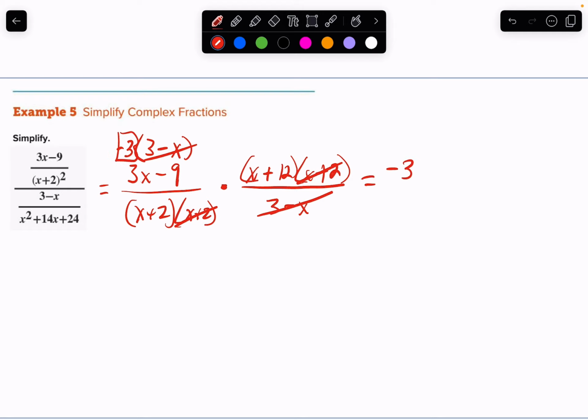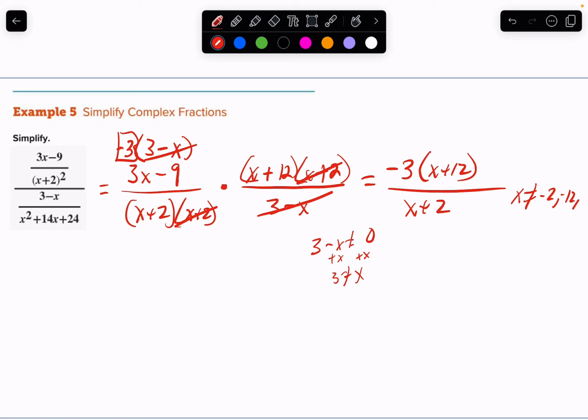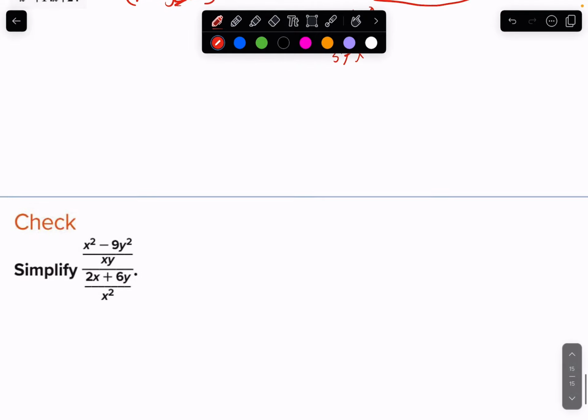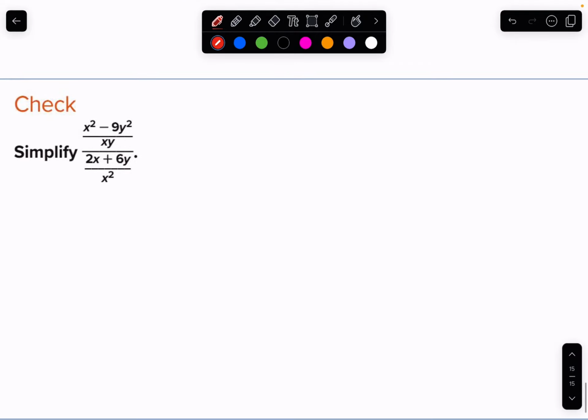Okay, so things I got left over. I got a -3. I got an x plus 12. And I got an x plus 2. X can't be. Let's think about where it was originally. It can't be -2. Can't be -12. And then we moved it to the bottom. If we did 3 minus x equals 0, added x, x can't be 3. Those are a thing. This is what I'm looking for the most, the simplification. But think about that domain. What can it not be? And then it's time to check yourself. Pause, give this problem a go, and then come back and see what it is.